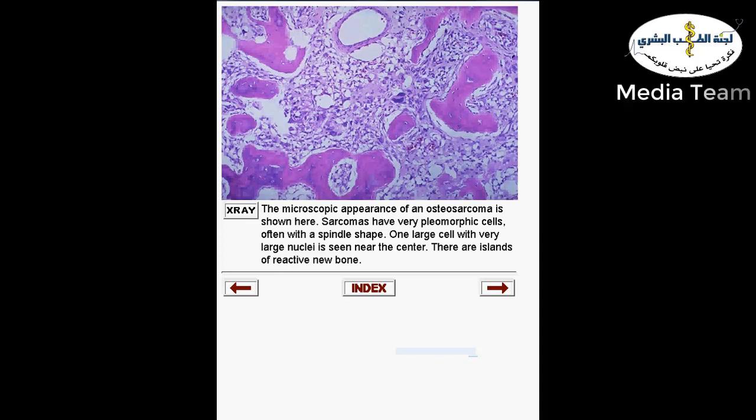Now, this is the microscopic picture for osteosarcoma. Now, sarcomas, most of the time, have pleomorphic cells. Most of the time, they are spindled in shape. So if you look here at the cells, the first thing that you should notice is the cellularity of the spaces between the bone trabeculae. So this is a very highly cellular area. The second thing, the polymorphism. If you notice, this is a very large atypical bizarre cell in the center, and the other cells are small in size, others are medium, so they are polymorphic in nuclear size.